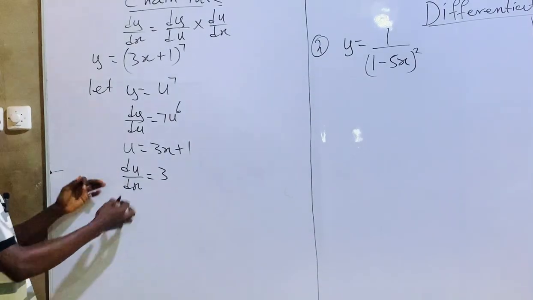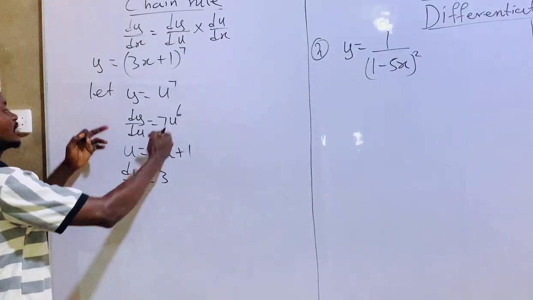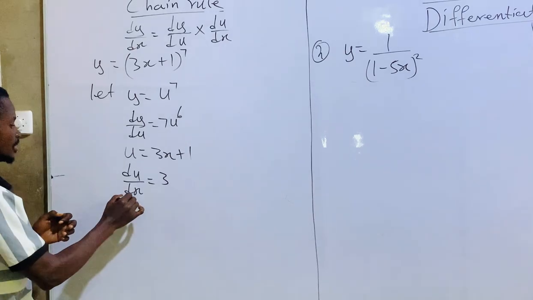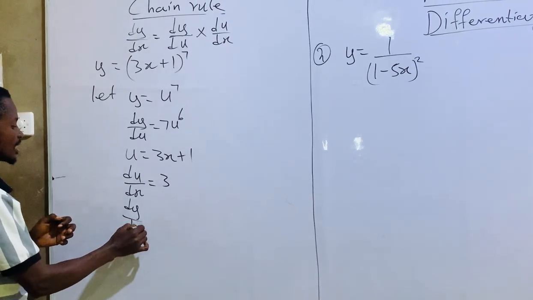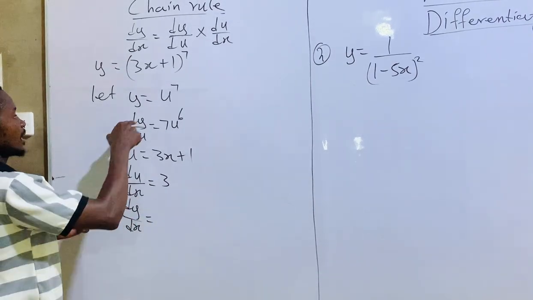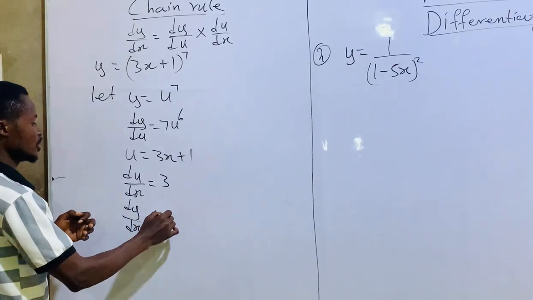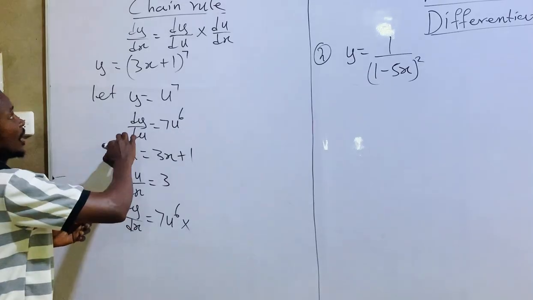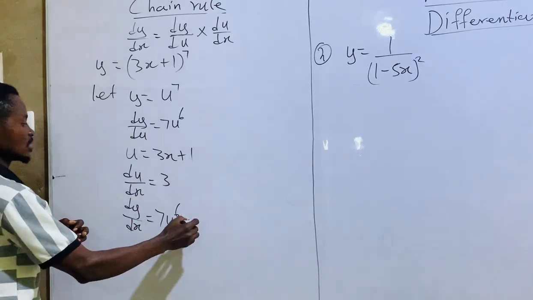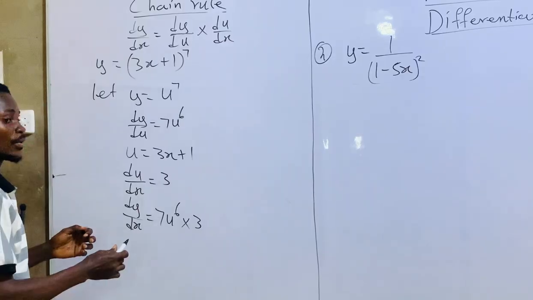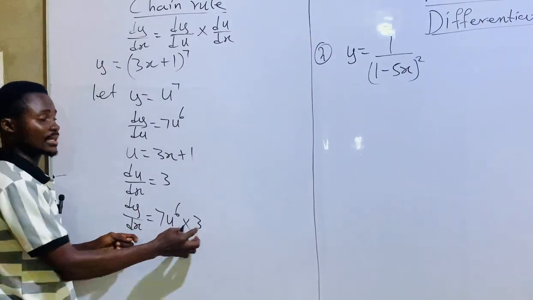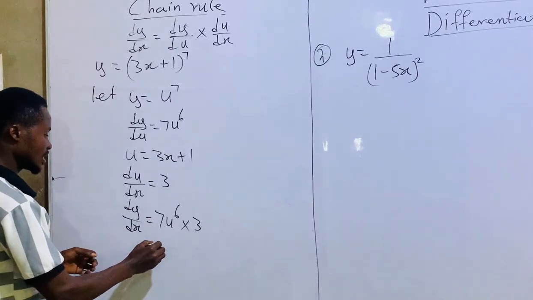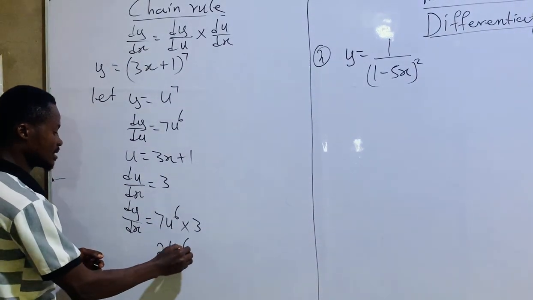Now what we are going to do here is that you now substitute what we have just differentiated into the chain rule, which we are going to get dy over dx equal to our dy over du, which is 7u exponent 6, times our du over dx, which is 3. Now we are going to multiply 7 by 3. So 7 by 3 will give us 21. So now we'll be getting 21u exponent 6.